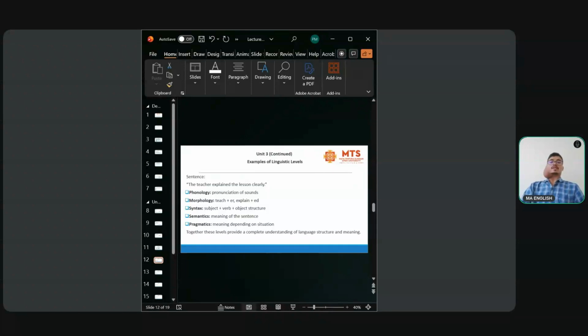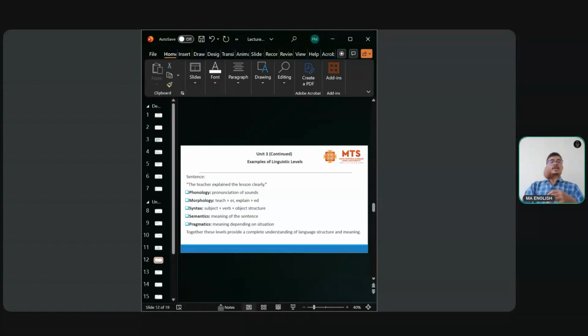At the level of syntax, we examine the grammatical structure of the entire sentence. The teacher is the subject of this sentence, right? Explained is the main verb. The lesson is the direct object, the thing that was explained. And carefully is an adverb that modifies the verb. The sentence follows the standard English word order: subject, verb, object. So syntax shows how these pieces fit together grammatically.